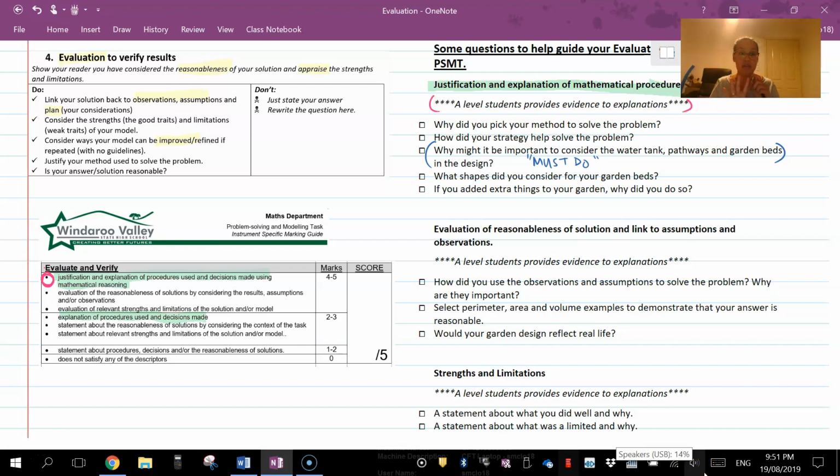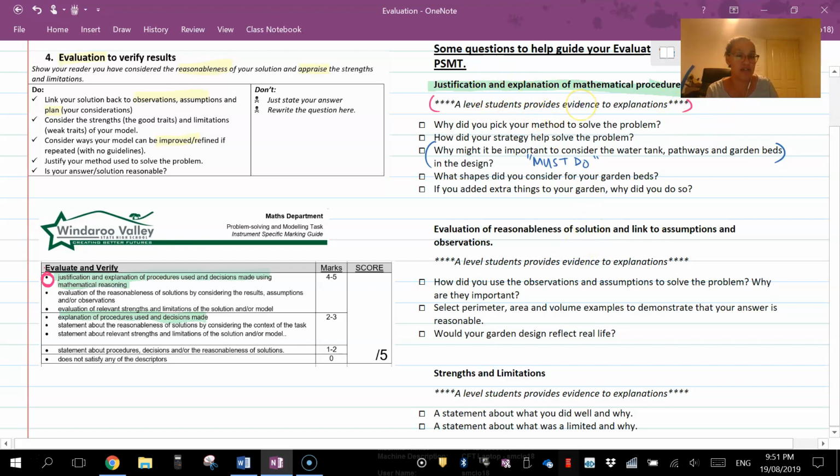So, in a water tank, pathways and garden beds were considered because a water tank is needed for water, pathways needed for access, and they had to be at least 1 meter wide, and the garden beds for the vegetables to be grown in. Again, they're giving more evidence or further explanation of why, to provide evidence for your justification in your mathematical procedures.